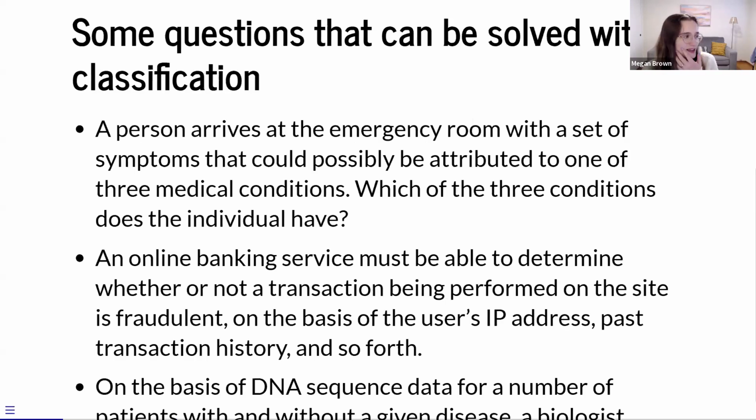Some questions. The Reveal.js preview got me, so some of my margins aren't perfect, but you can see most of it. Some questions that we can solve with classification are triaging an emergency room based on symptoms, and an online banking service must be able to determine whether or not a transaction being performed is fraudulent or not.